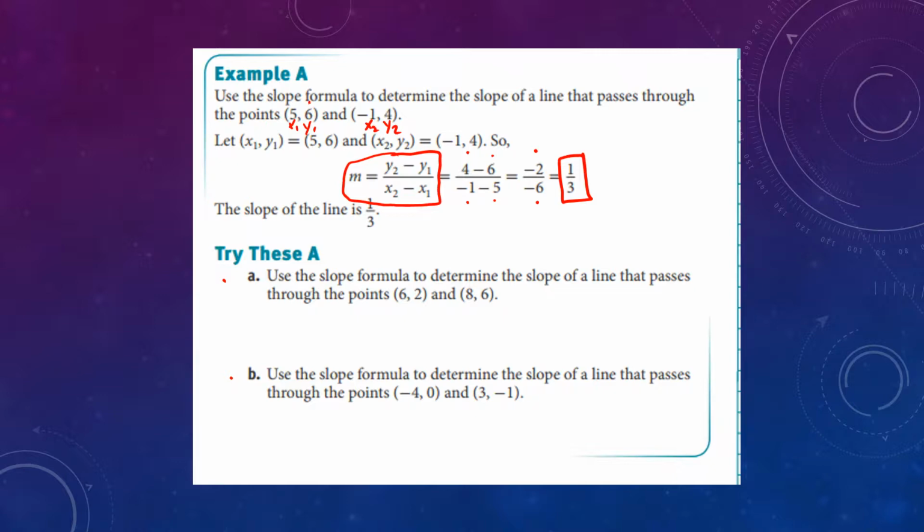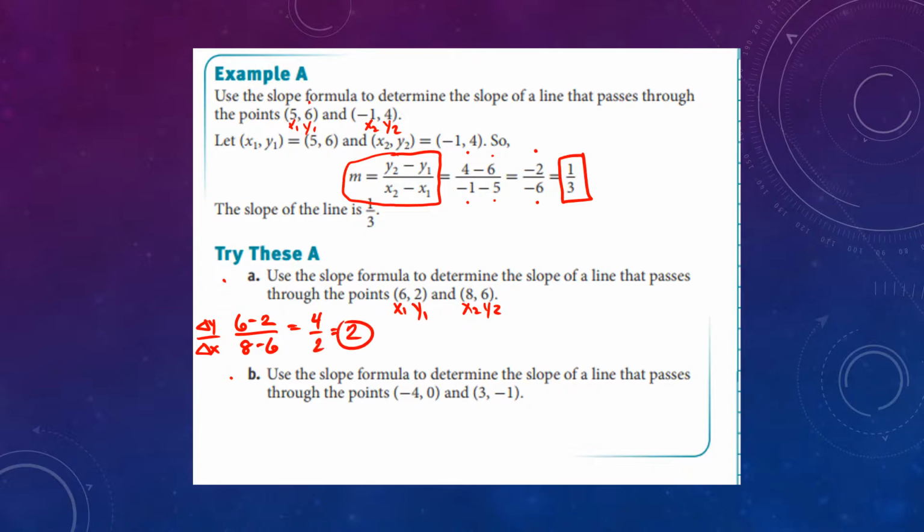So if I use the slope formula, if this is x1, y1, x2, y2, I can do 6 minus 2 for my y's over 8 minus 6 for my x's. So I'm always doing change in y over change in x, which is 4 over 2, which equals 2.